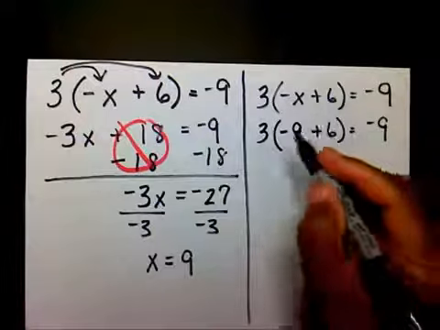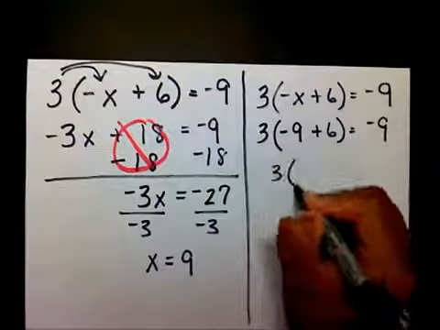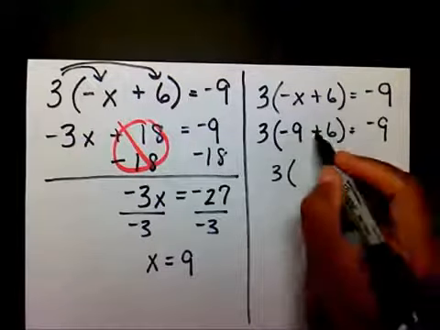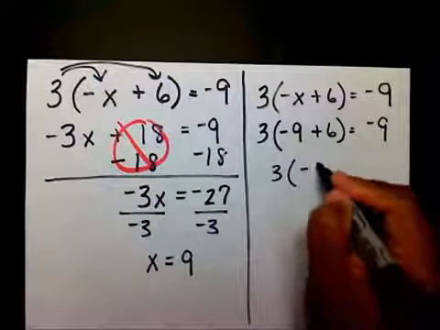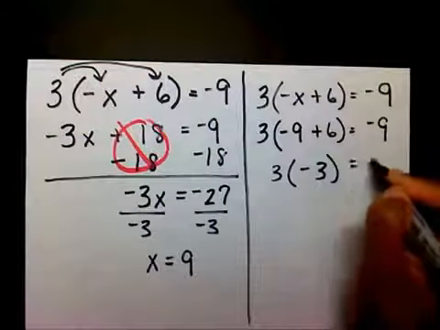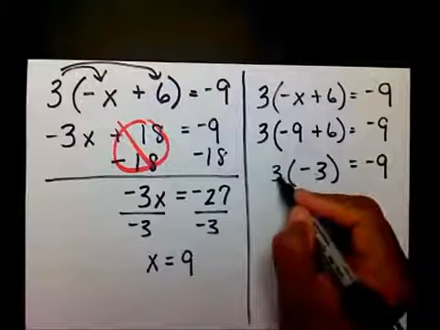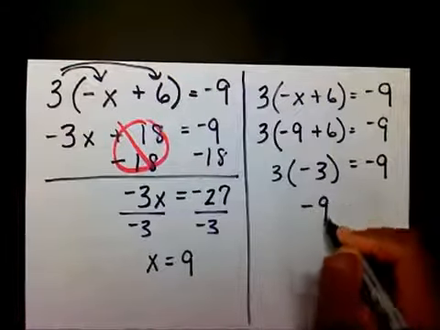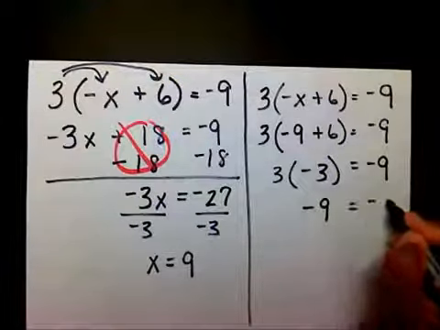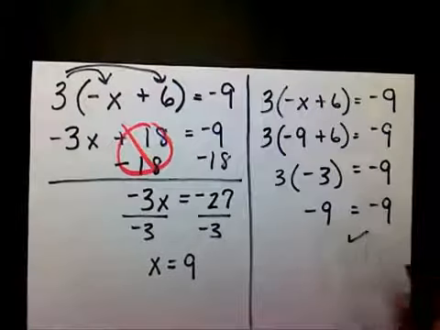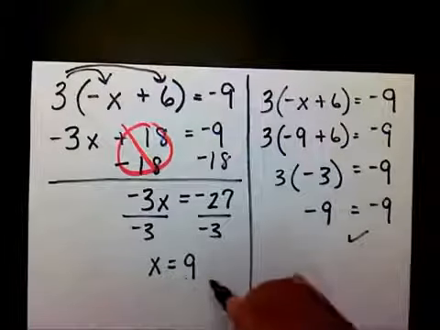I'm going to bring down my 3. Negative 9 plus 6 is negative 3 equals negative 9. Negative 3 times 3 is negative 9 on the left, and I have negative 9 on the right. So therefore, apparently, x does equal 9.